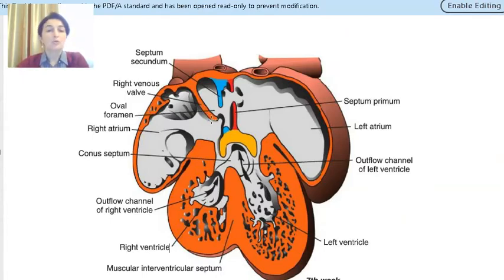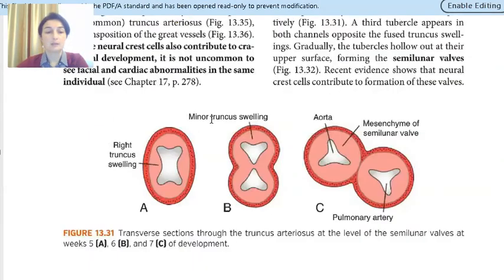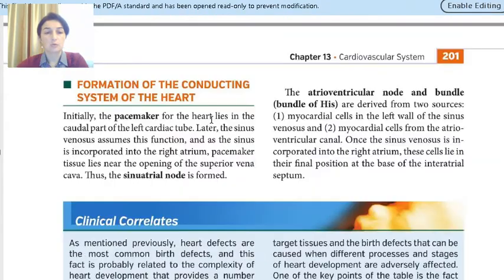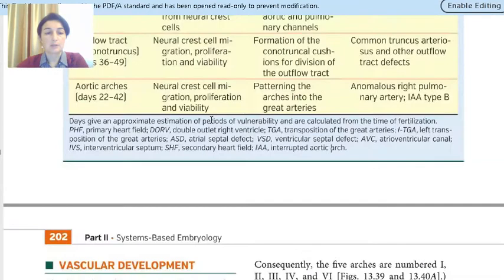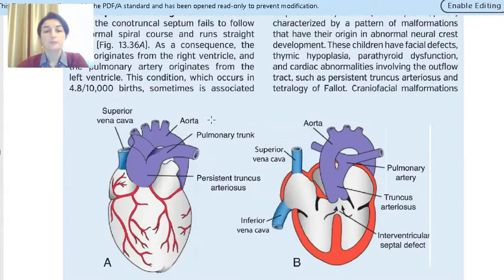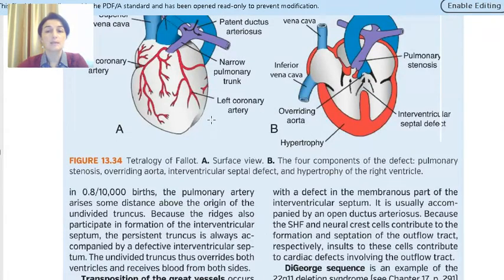Then we have to know about the development of the conducting system of the heart. As we know, the heart contracts under the influence of impulses that arise within the heart itself. There are atypical cardiac muscle cells which form this system, and we know that there is the atrioventricular node and we have the sinoatrial node, which is located initially at the bulbus cordis, at the conus truncus, at the truncus region.